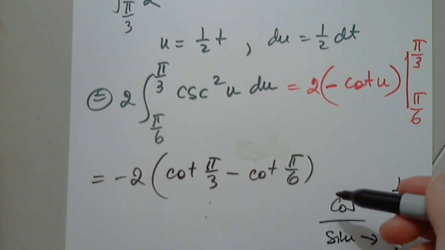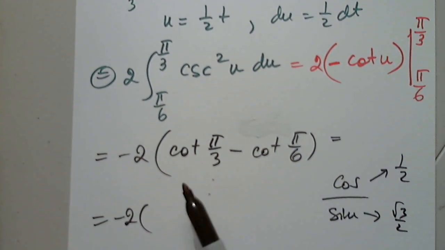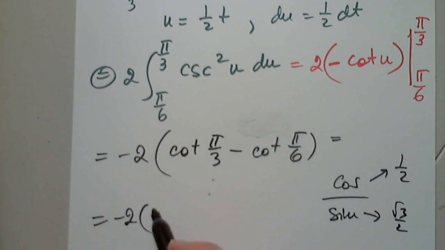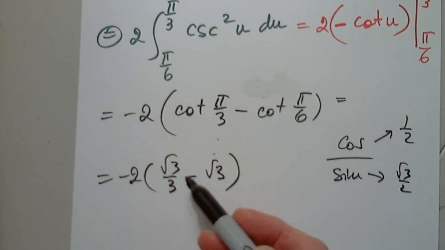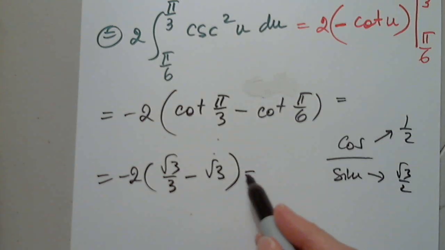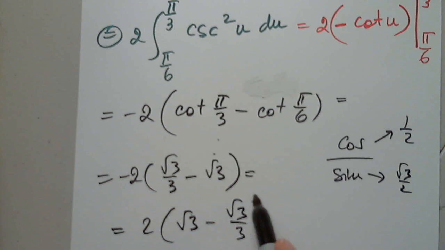And this is reversed. So negative 2, 1/2 over the square root of 3. It's flipped. So this is the square root of 3 over 3, minus this over this, which is the square root of 3. You can distribute or switch, whatever. So 2, the square root of 3 minus the square root of 3 over 3.